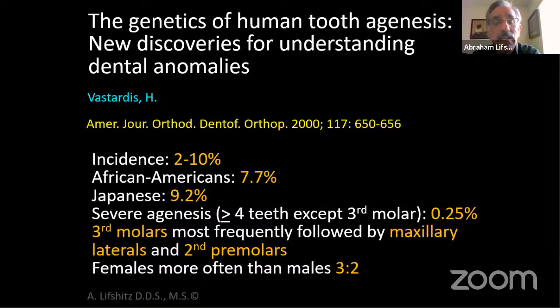In Japanese, 9.2%. Severe agenesis, meaning 4 or more permanent teeth missing without taking into consideration the third molars, is in 0.25% of the general population. Being the third molars the most frequently missing teeth, followed by maxillary laterals and the second premolars. And as always, females are more affected than males in a ratio of 3 to 2.